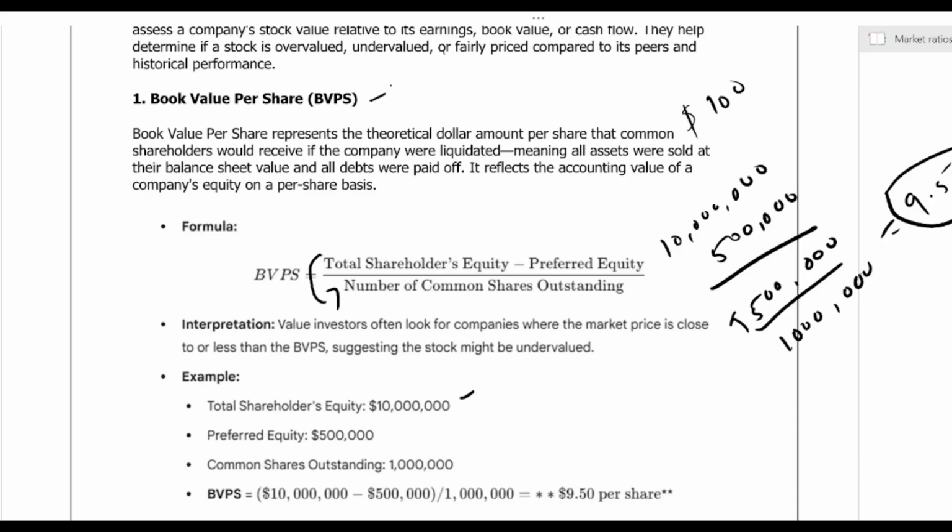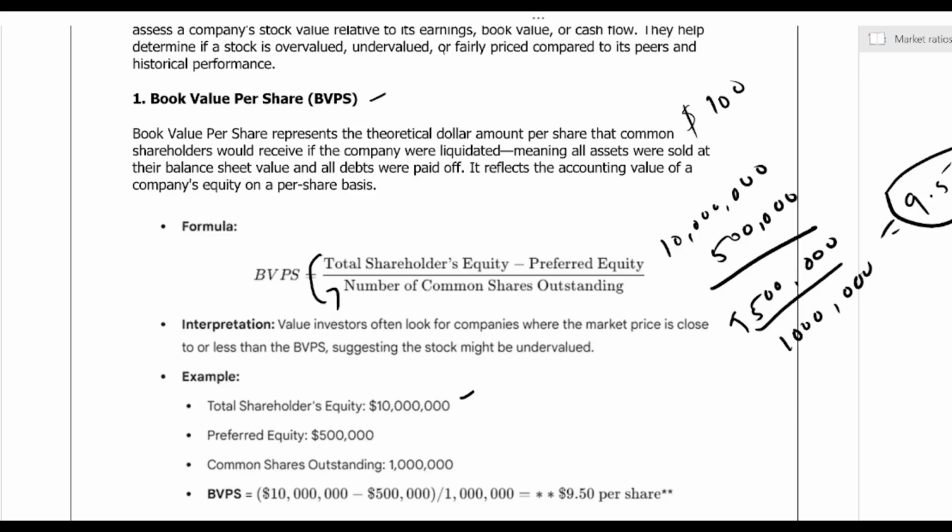Again, book value per share represents the theoretical dollar amount per share that common shareholders will receive if the company were liquidated, meaning all assets were sold at the balance sheet value and all debts were paid off. It reflects the accounting value of a company's equity on a per share basis. So the total equity is allocated to common shareholders to see the book value per share.